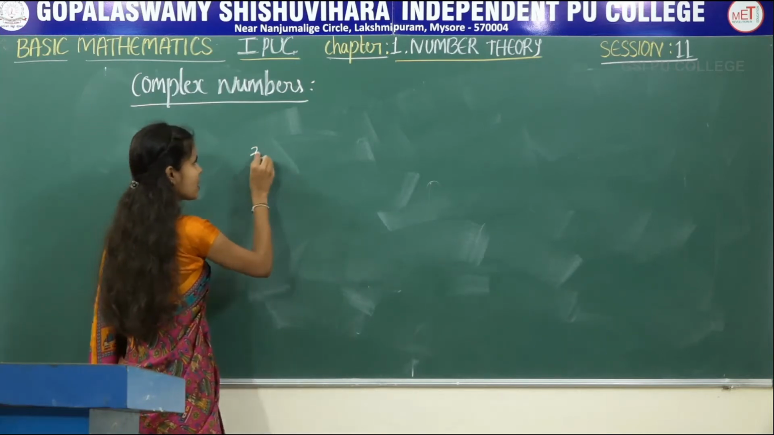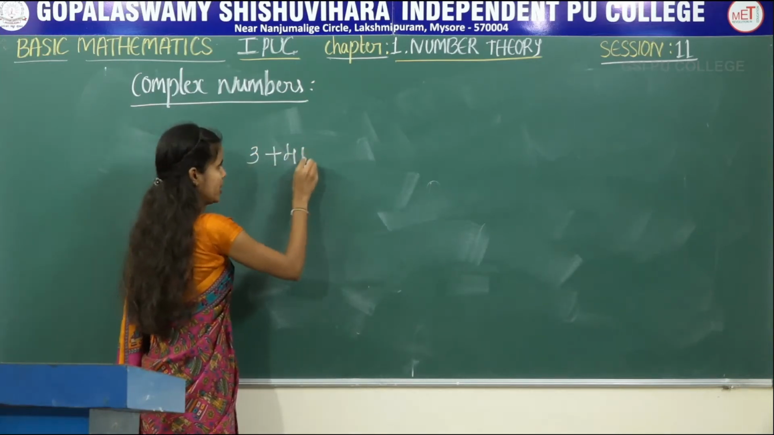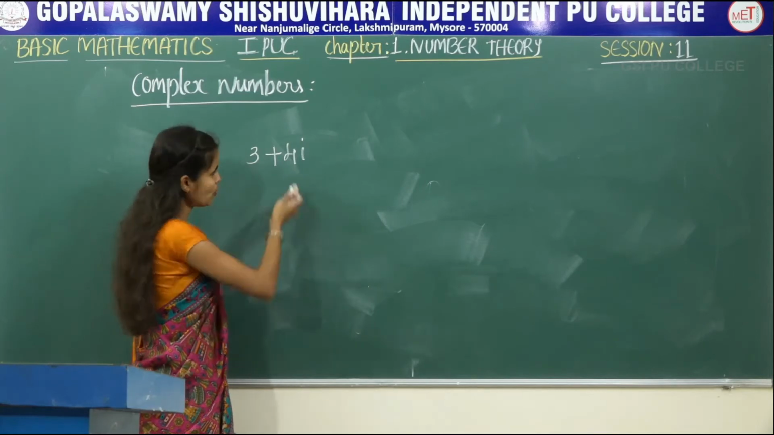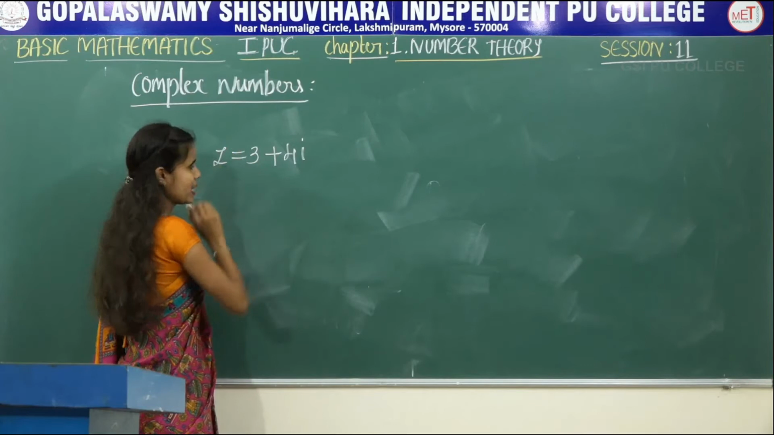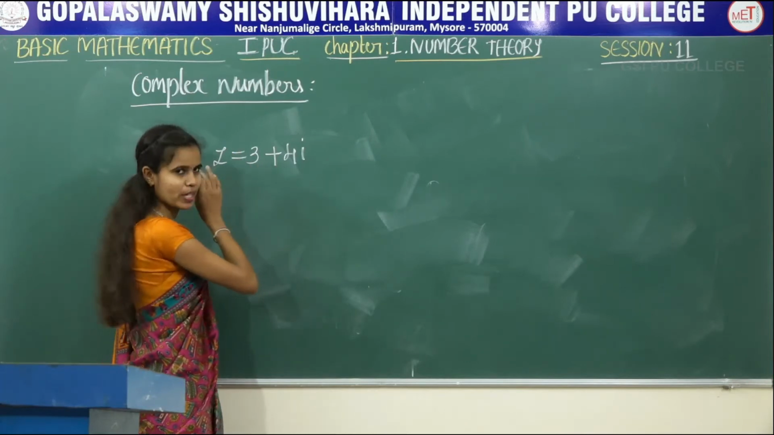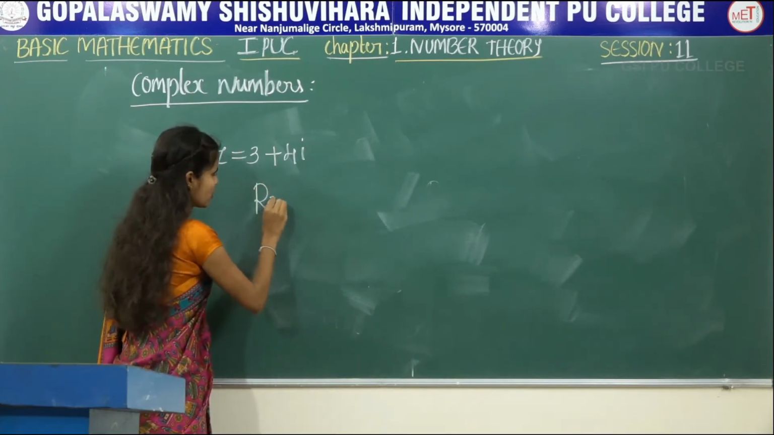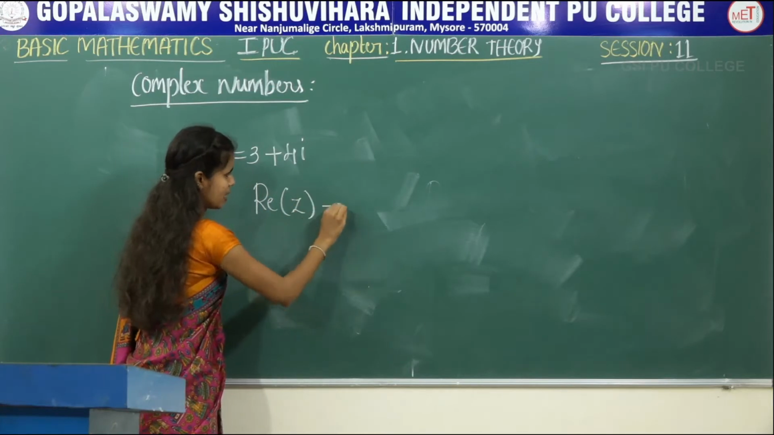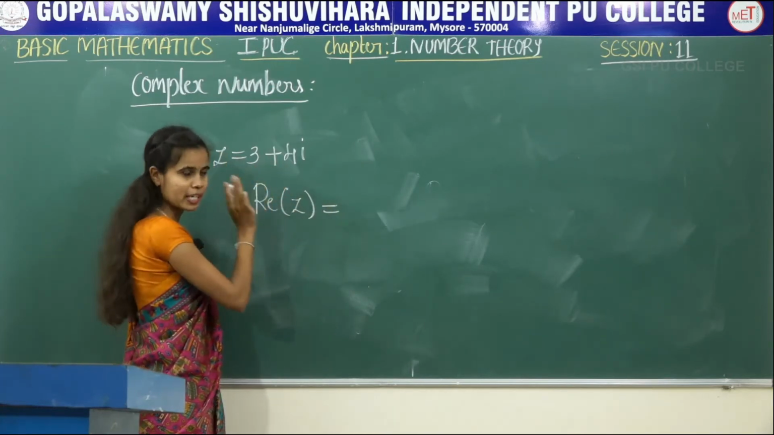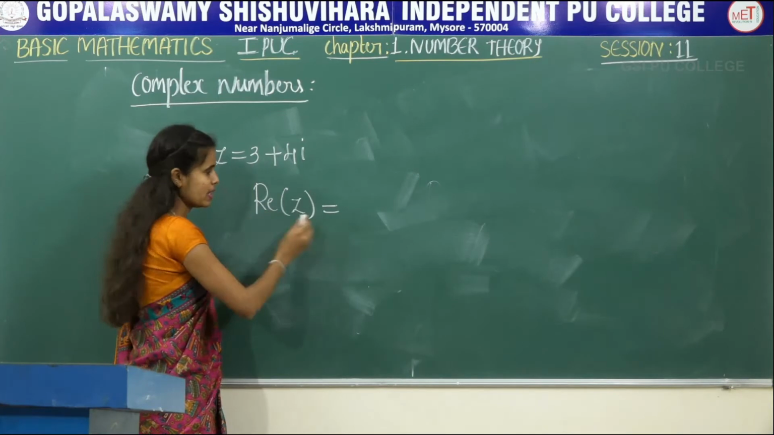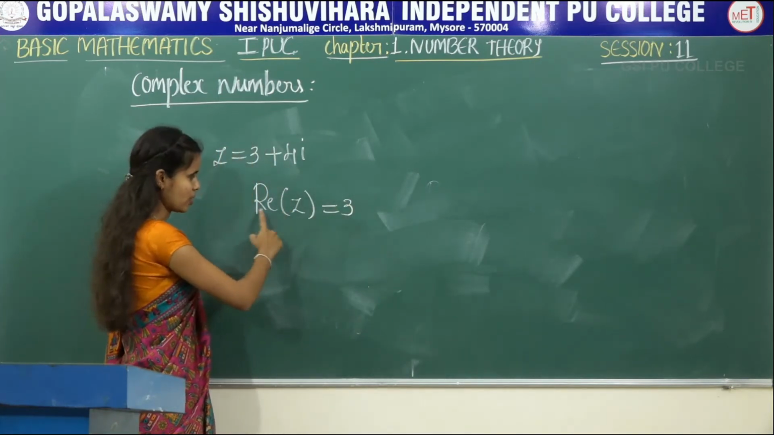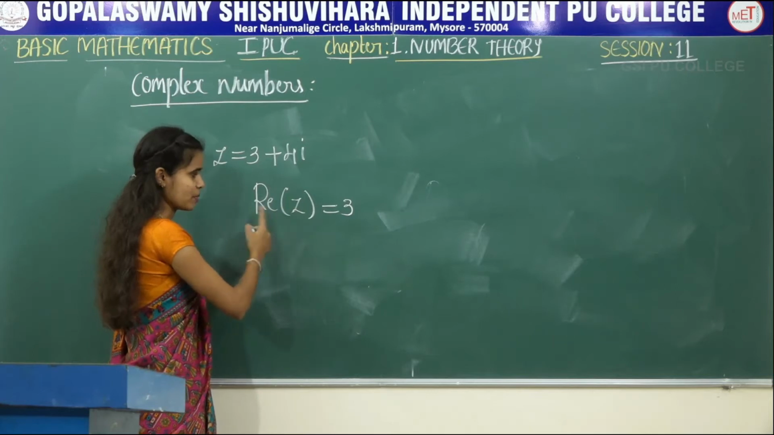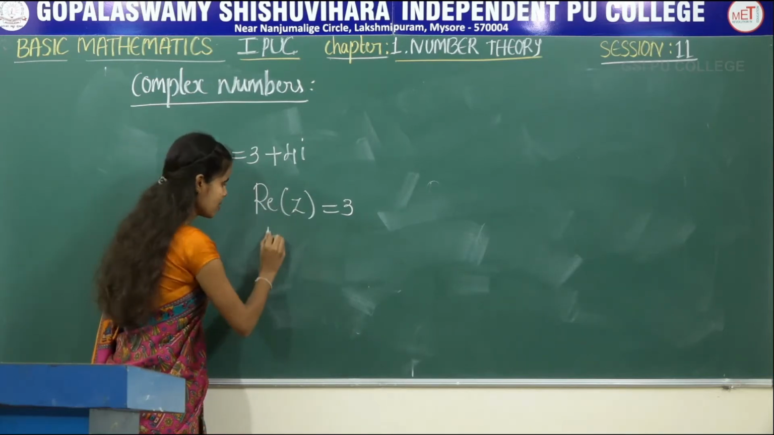Suppose we consider 3 plus 4 into I, or 3 plus I into 4, or 4 into I. First denote this complex number by z. The real part of z means the part independent of I. Here 3 is independent of I, so 3 is called the real part of z. We write it like this: Re of z, read as real part of z.